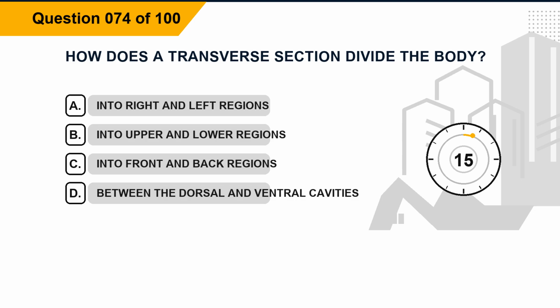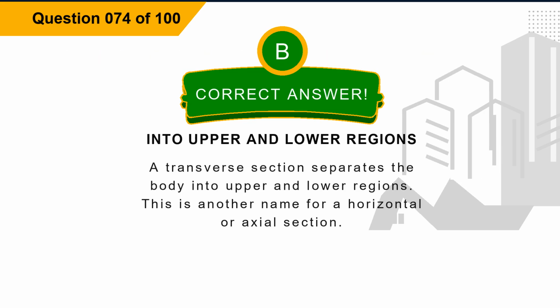Question 74. How does a transverse section divide the body? Option A, into right and left regions. Option B, into upper and lower regions. Option C, into front and back regions. Option D, between the dorsal and ventral cavities. The correct answer is option B, into upper and lower regions. Explanation. A transverse section separates the body into upper and lower regions. This is another name for a horizontal or axial section.